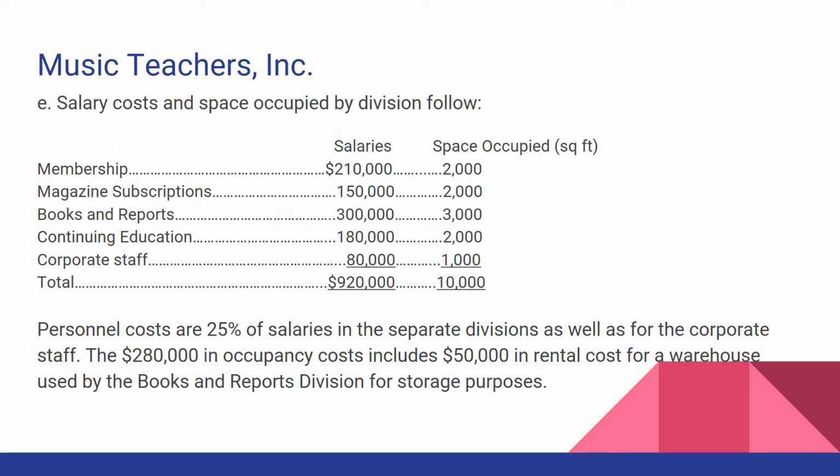Here we see some data regarding the salary costs for each division, and the space occupied by each division. The total for salaries for the year was $920,000. Total space occupied was 10,000 square feet. It gives us some info on how the personnel costs are calculated, and gives us the occupancy costs. It includes a $50,000 rental for a warehouse used by the Books and Reports division for storage purposes. So this is important data that we'll use shortly.